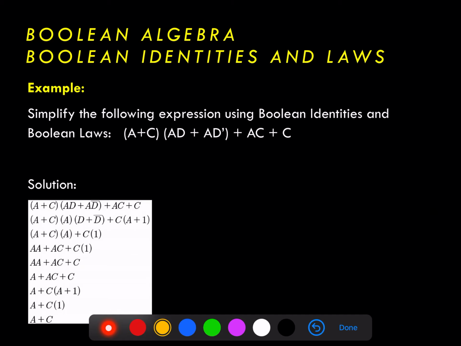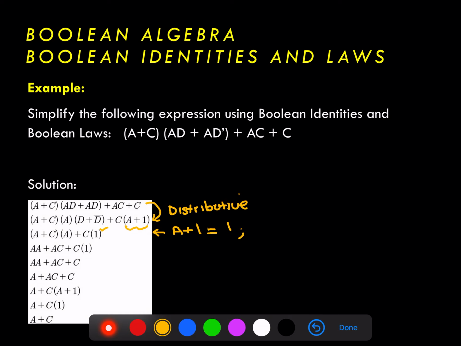Now we can simplify some really complex logic functions using this combination of Boolean identities and laws. As an example here, let's take a look at how we would simplify this expression. Going from the first line to the second line, we've just used the distributive law to pull A out of the equation and C out of the equation. Once we've done that, we can go ahead and notice that A or 1 is going to give us 1, which we've shown here.